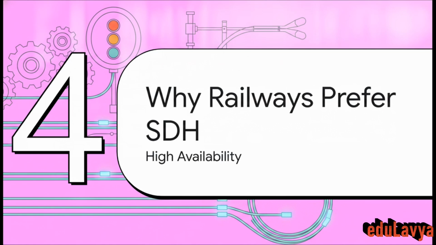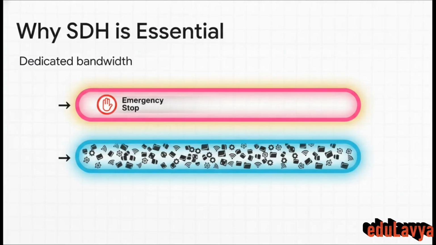Which brings us to Section 4, why railways prefer SDH. Guaranteeing high availability. Let's examine how this functions in practice. Why would a modern high-tech railway rely on this rigid type of network? Why not just use the dynamic internet protocols we use for literally everything else? Well, the answer comes down to one single word: dependability.